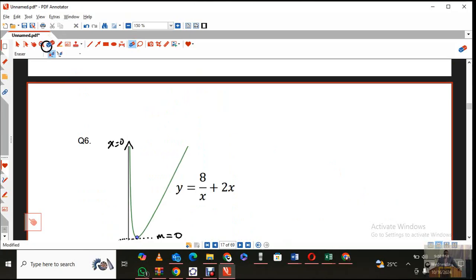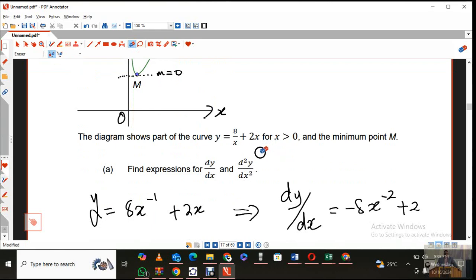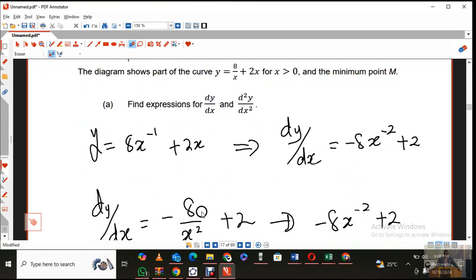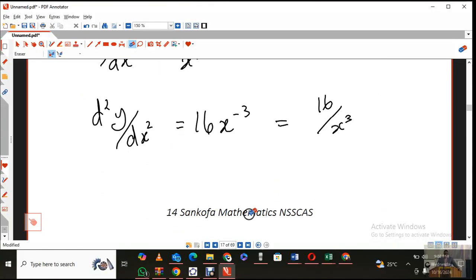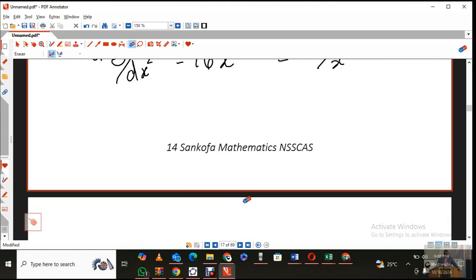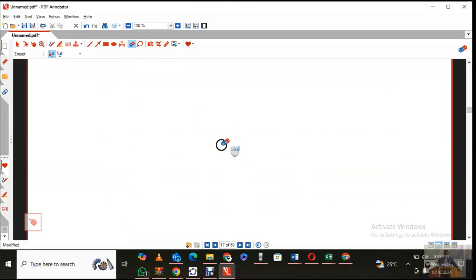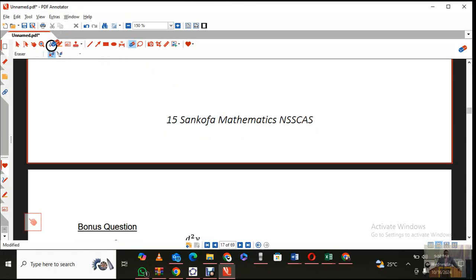Remember, dy/dx is minus 8 over x squared plus 2. We're going to let that equal 0, which gives me the x value of the turning point, where M is the lowest point. My goodness, the technology is acting up a bit. I think we have done quite a number. Just be a bit patient with me.